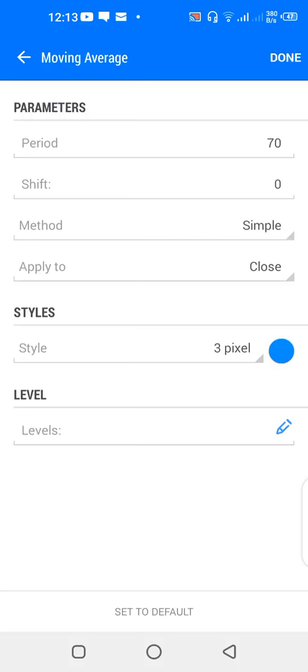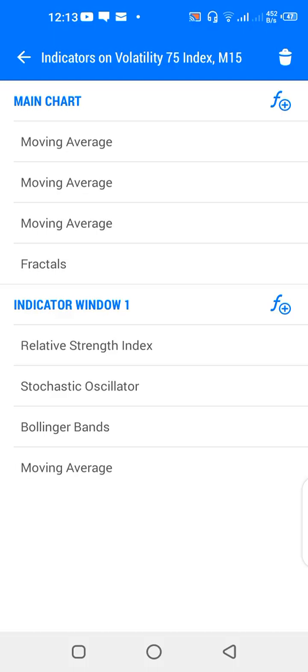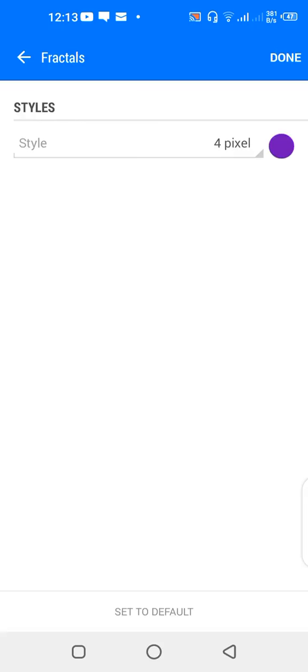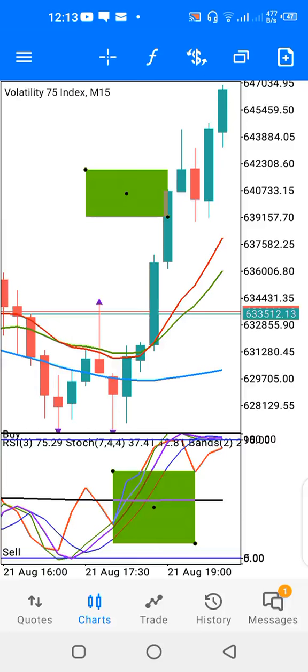You have a moving average, the 70 period simple moving average, color of the moving average is blue. Then you have a 21 period exponential moving average, color is green. And then you have a 13 period exponential moving average, color is red. Of course, you have fractals. So how does this work?